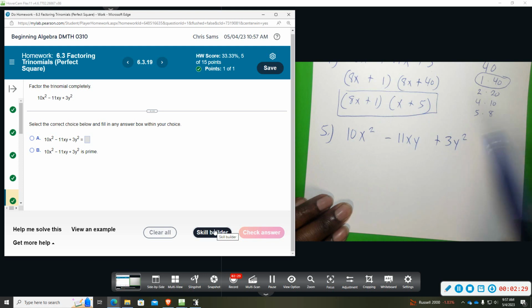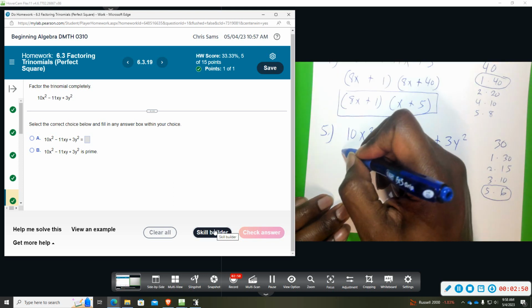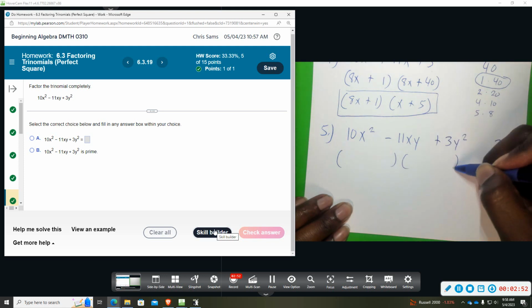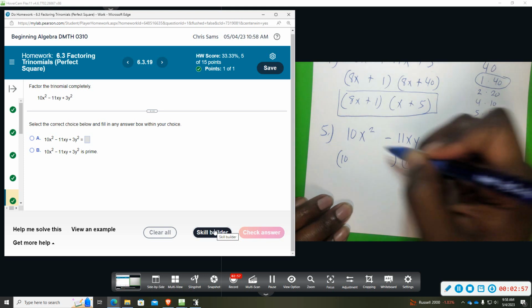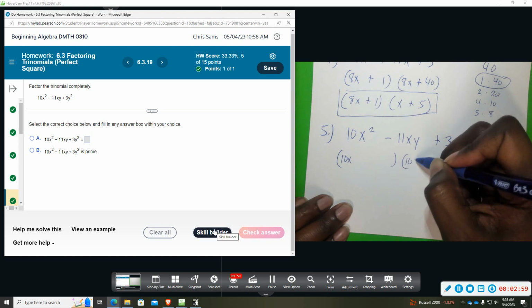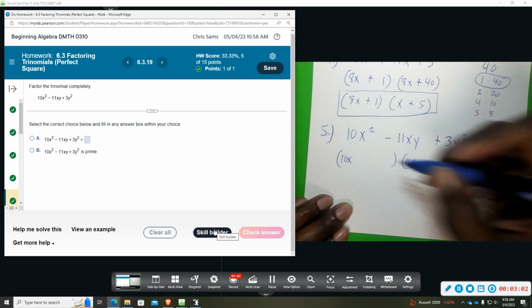So we'll multiply 10 times 3 and get 30. Factors of 30, 1 and 30, 2 and 15, 3 and 10, 5 and 6. We want to add to get 11. That would be 5 and 6. So 2 sets of parentheses, and we're going to do the same thing. So we're going to put a 10 in the front, separate that x. At the back, we're going to put the 5 and the 6.